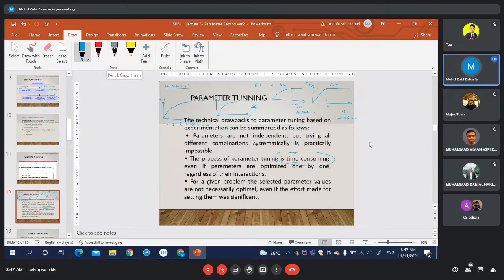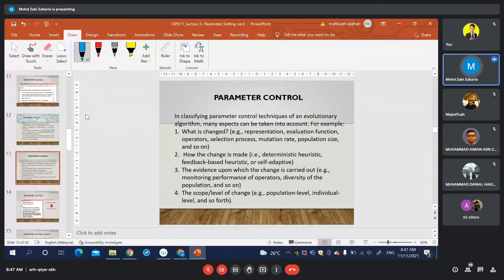Okay, that one is parameter tuning, the drawback. How about parameter control? Parameter control is done by the machine, the computer controls it. The computer does it for us. Parameter tuning is done by a human. The human tries to find the best parameter value. For parameter control, the computer does the process.